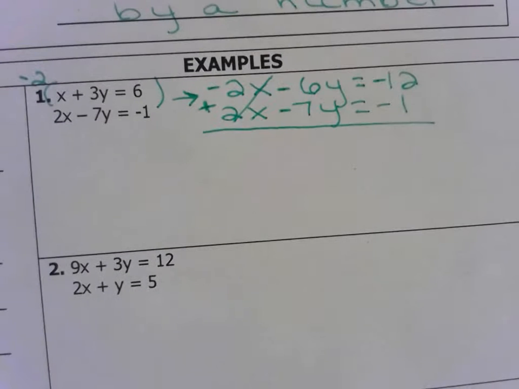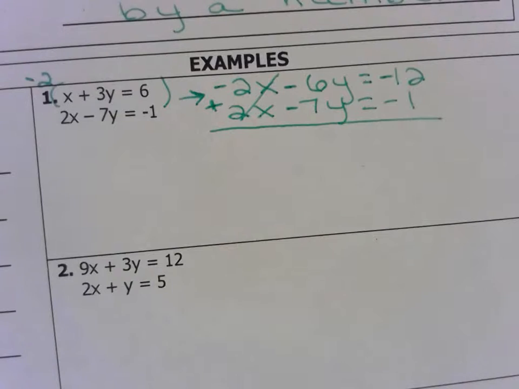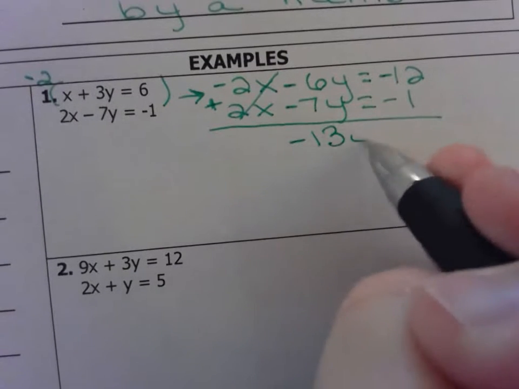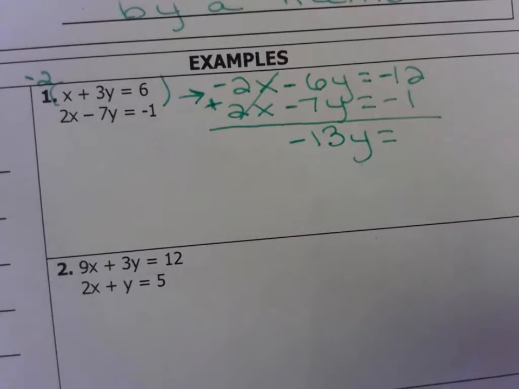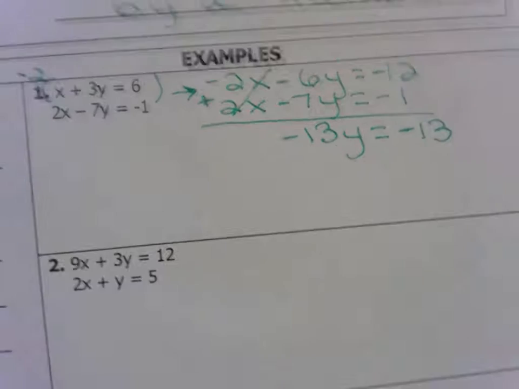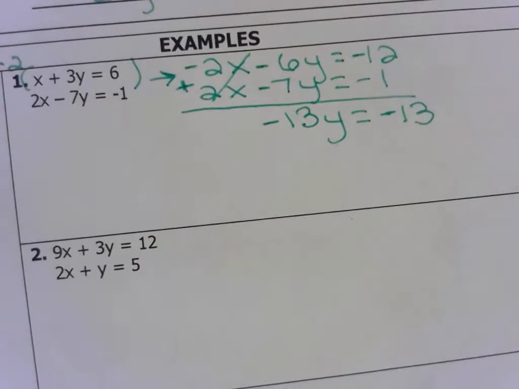What is negative 6y plus a negative 7y? Use the calculator if you have issues with negatives. Negative 13y. And then what is negative 12 plus negative 1? Negative 13. This is exactly like we did yesterday. Once you do the distributing, it's exactly like we did yesterday.